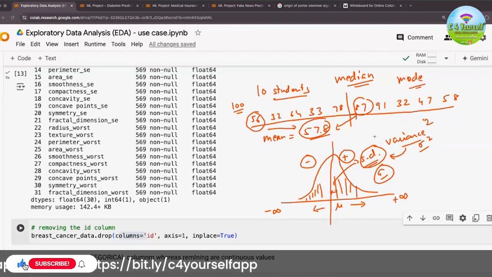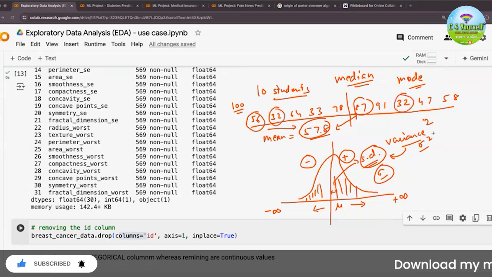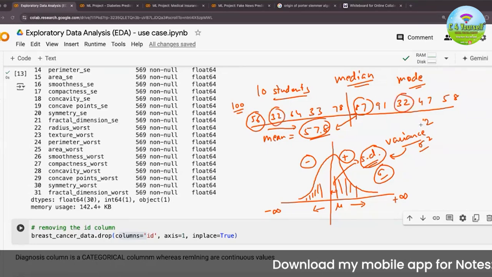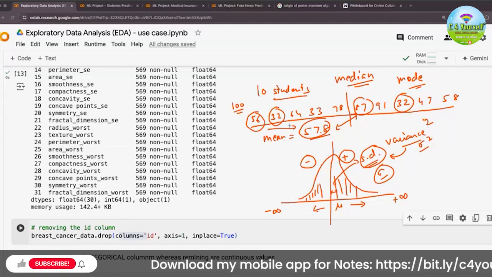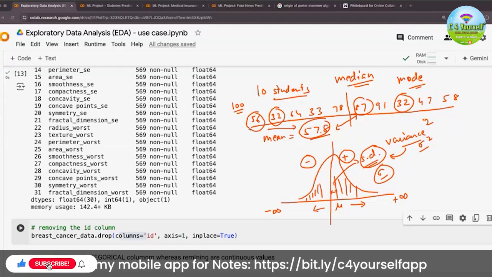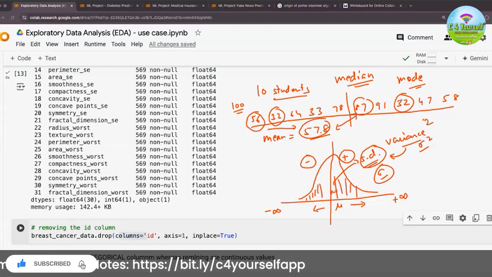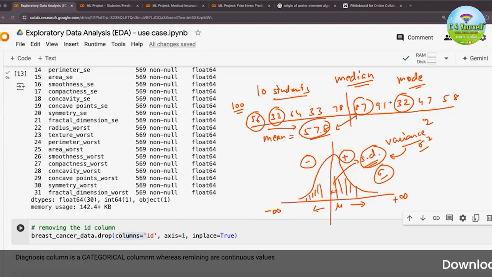Mode is how many times the data is repeated. So 32 has occurred two times. The frequency of every value is 1 except for 32. So this is the mode. So mean, median and mode, you need to understand, along with standard deviation and variance.